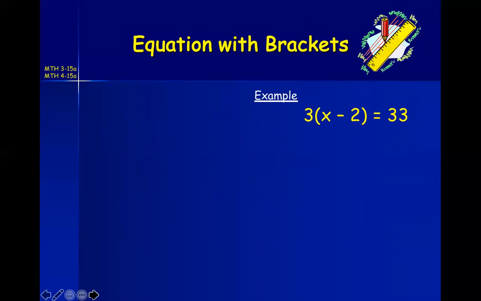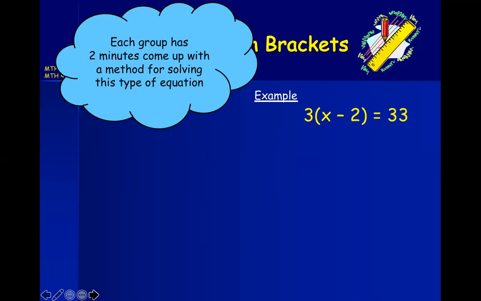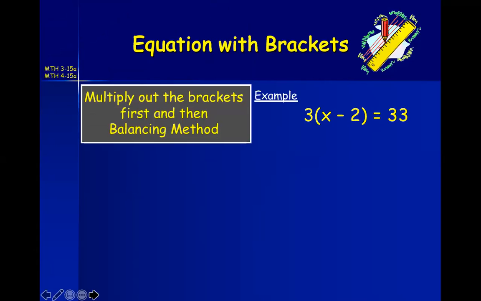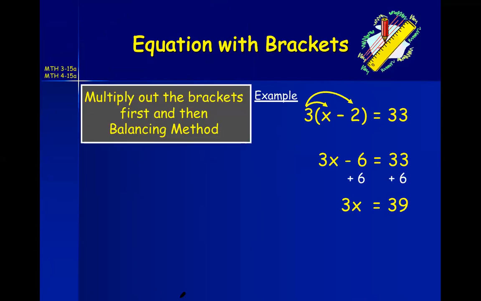So in a NAT5 type of question, you will get something similar to that. You will get marks to get rid of the brackets first, which is multiplying out: 3 times x, 3x, 3 times -2, -6, equals 33. Then we're going to get rid of the -6 by adding it on both sides. 3x equals 39.